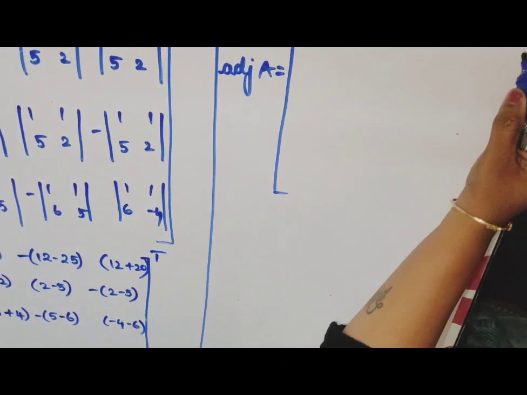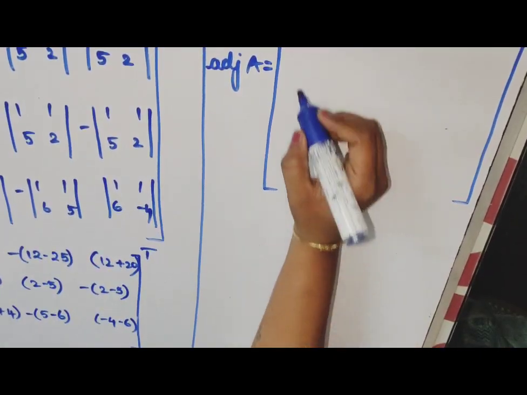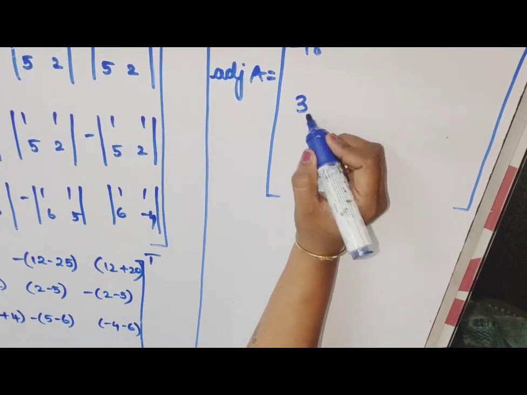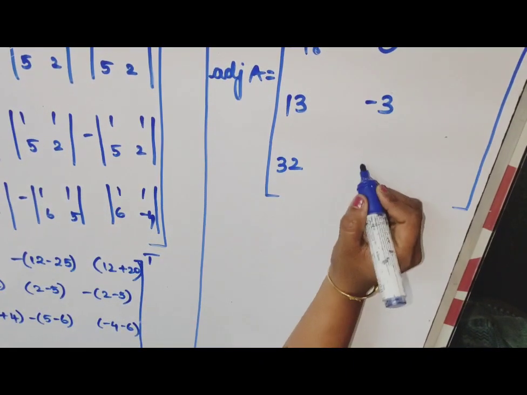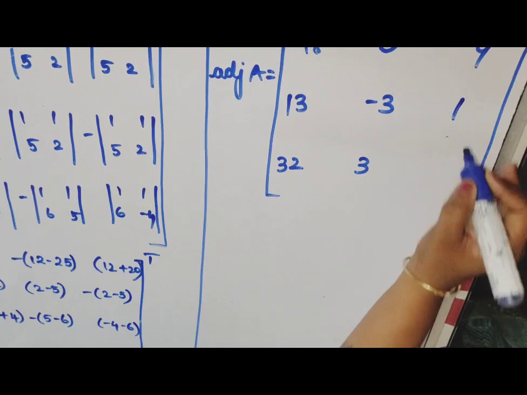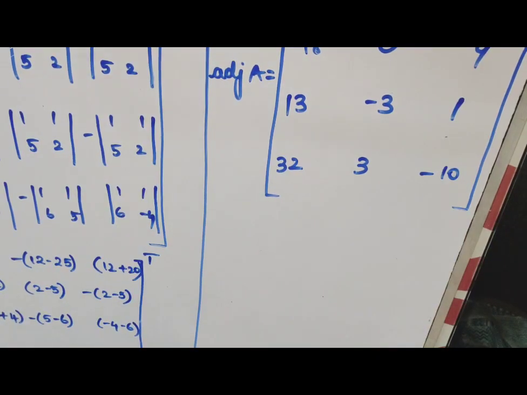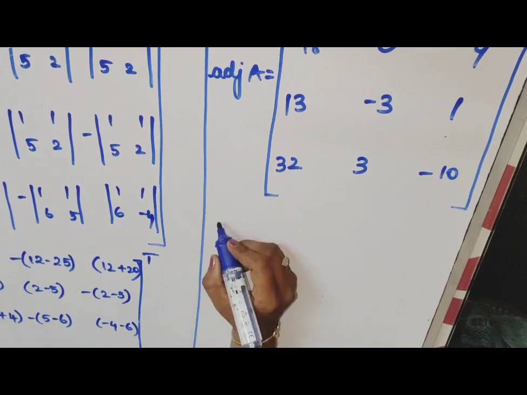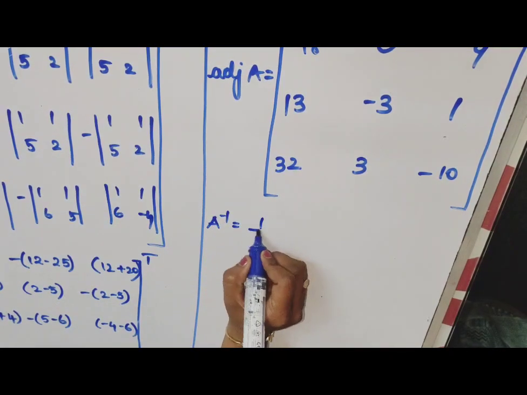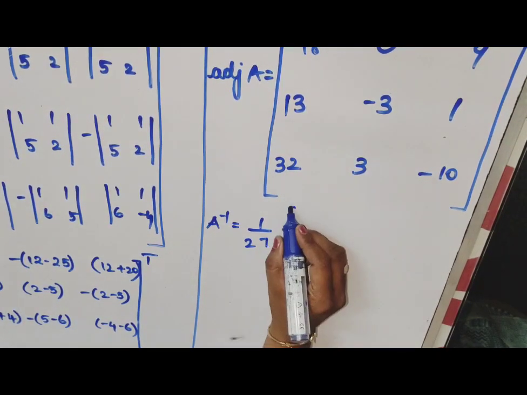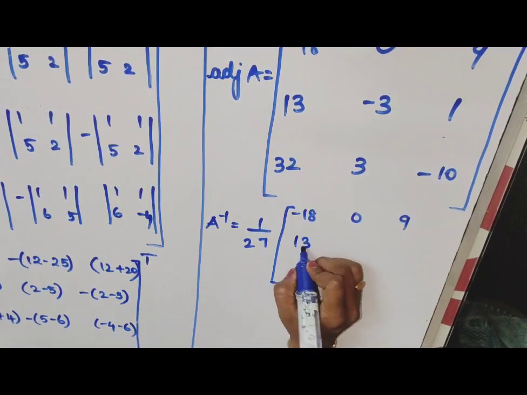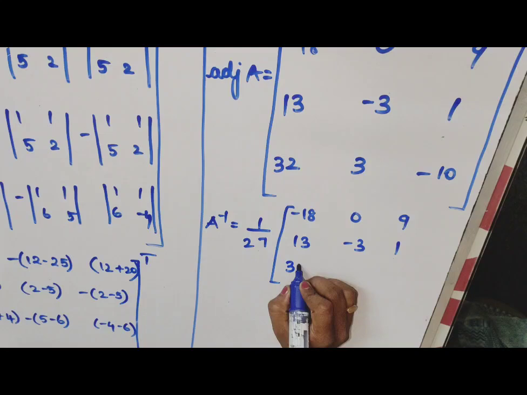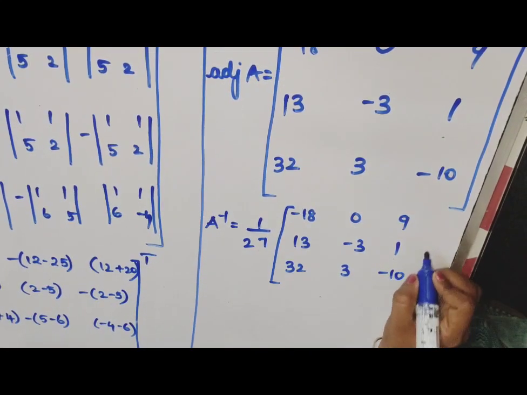Adjoint A equals, the first row we have to write as the first column. Minus 18, 13, 32, 0, minus 3, 3, 9, 1, minus 10. Let us now substitute in A inverse. A inverse equals 1 by determinant A, whose value is 27, adjoint A is minus 18, 0, 9, 13, minus 3, 1, 32, 3, minus 10.